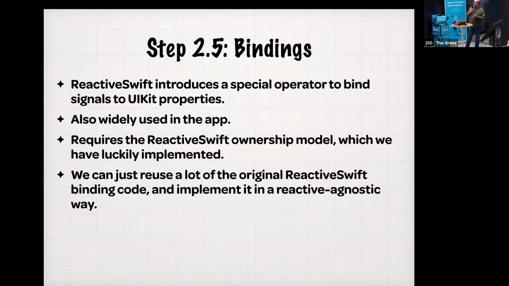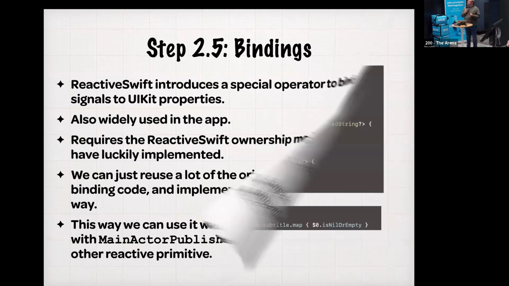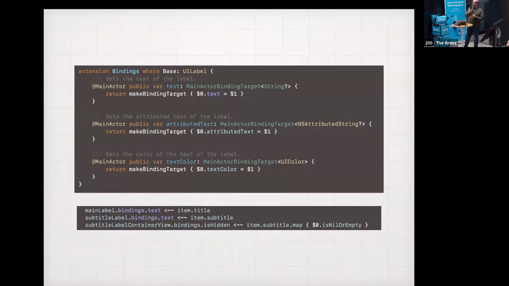And we can also now reuse a lot of the code from Reactive Swift, their binding stuff, and we add a little bit of extra code to make it more agnostic to which reactive system we use. So that means we can use it with both our new property thing and with the main actor publisher, or with something else in the future. This is maybe slightly less interesting, but there are some code examples of what it looks like. The bindings at the bottom are very straightforward, and this is how they're implemented. They're pretty simple things. This first snippet is basically copied from Reactive Swift, just slightly tweaked.